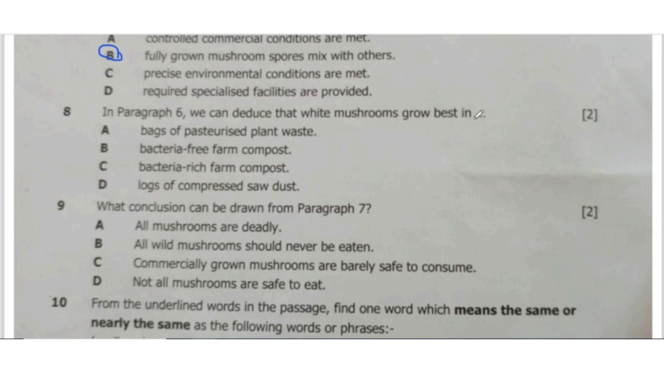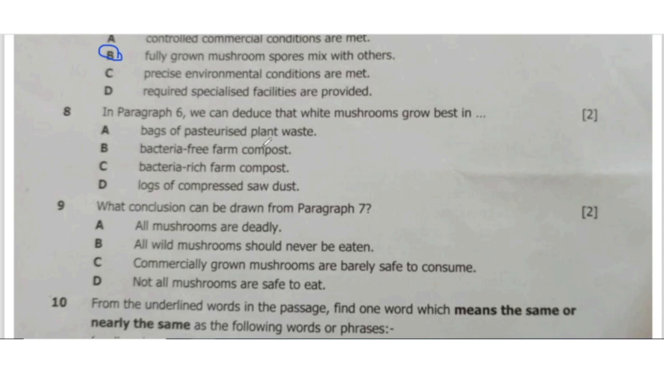In paragraph 6, we can deduce that white mushrooms grow best in: A, bags of pasteurized plant waste; B, bacteria-free farm composite; C, bacteria-rich farm composite; D, logs of compressed sawdust.